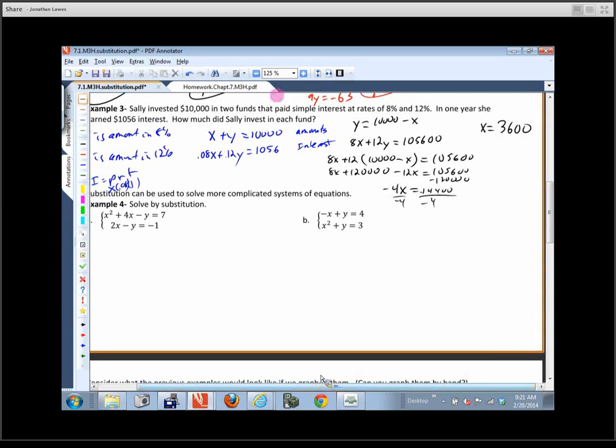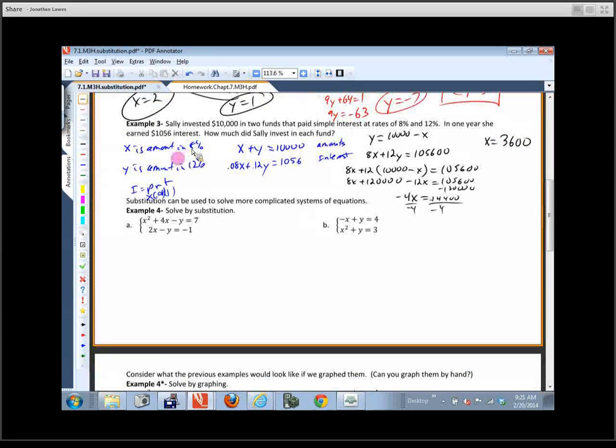Okay, and since that represents the number of dollars that I invested in the 8%, so $3,600 at 8%. Okay, and then I can plug that in here. I'd take 10,000, I'd subtract 3,600, and I end up with y is equal to 6,400, right? So, at 12%, at 8%. Any questions there?